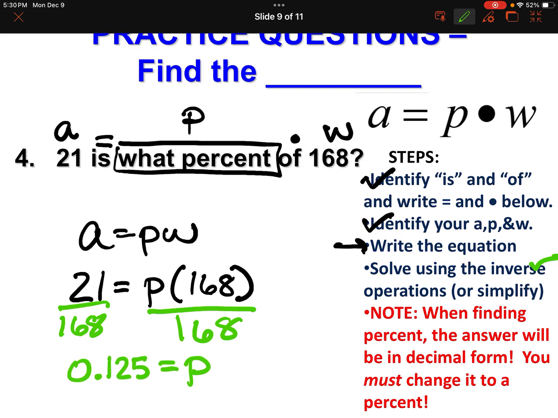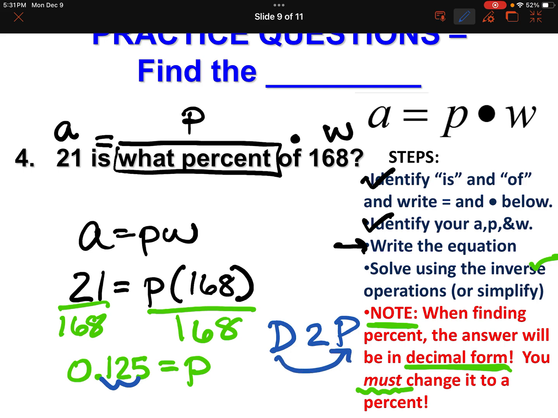0.125 equals P. Now note, it's in red, really important. Put a star by it. When you have to find the percent, this is a decimal. You must change it to a percent. You cannot just put a percent sign on that. That is the decimal form, which is why we spent all that time talking about what you got to do to get it to a percent. Well, again, D2P, you're going from a decimal to a percent. 2 to the right because you're multiplying by 100. 112.5%. Number 5 is much like number 4.